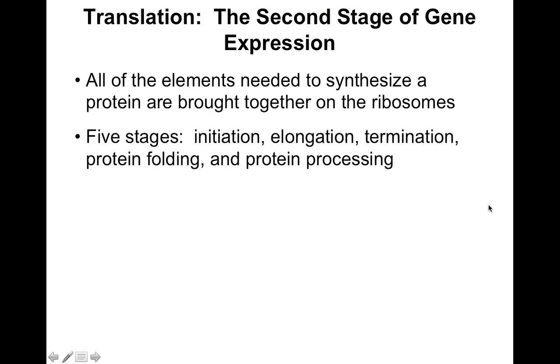Translation. Now this is the second stage of gene expression. This is where you're creating a protein from the mRNA transcript. So all the elements need to be synthesized. Proteins are brought together by the ribosome. There's 5 stages: initiation, elongation, termination, protein folding, and then protein processing.